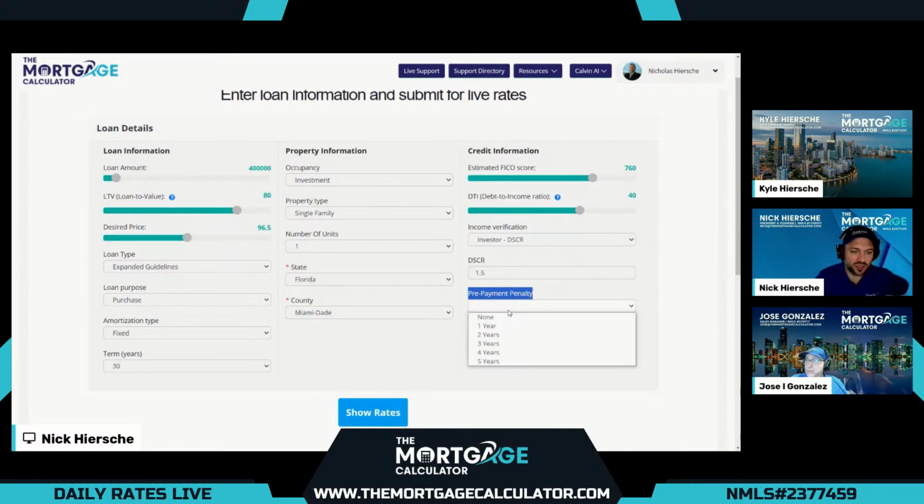And prepayment penalty is standard. We'll select 3 years for the demo. We can select 0, which will limit the programs and cost more. We can also select 5, which does limit the programs, but does save some money. 3 years is standard. That's what we'll use for our demo, as we do every day.